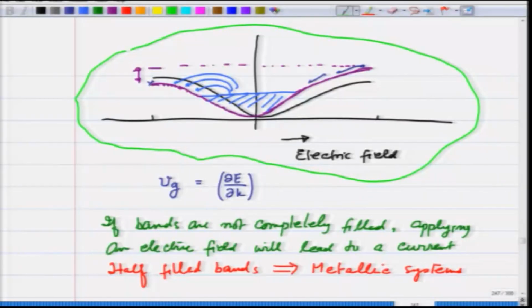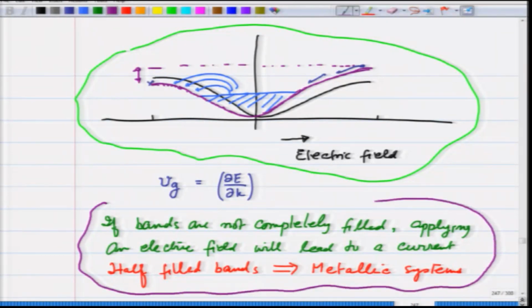What is actually happening is the electron is gaining energy and it is going to a higher energy state. It can move to a higher energy state. So, there is a disbalance between the electrons which are filled on one side and on the other side, there is a velocity disbalance, and that leads to the current. So, bottom line is that when you have these half filled bands, electrons can gain energy from the applied electric field and lead to a current. So, half filled bands are going to be metallic.